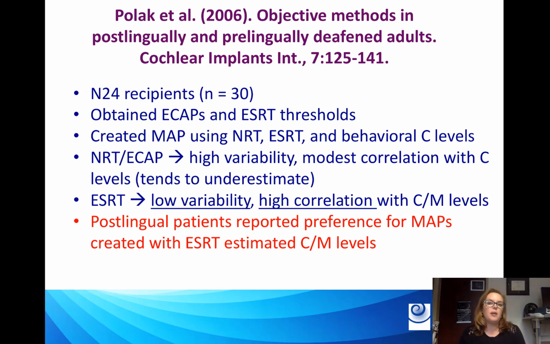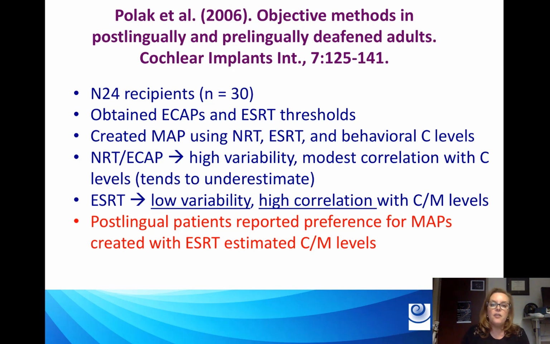So I'm going to show you a figure, but I'm going to give you the punchline now. So NRT, ECAP, great amount of variability amongst patients. So from patient to patient, lots of variability, and also from electrode to electrode, which is an important part too. And there's a modest correlation with NRT thresholds and upper stim levels or C levels, but with the thresholds for ECAPs tending to underestimate where those upper stim levels should be placed.